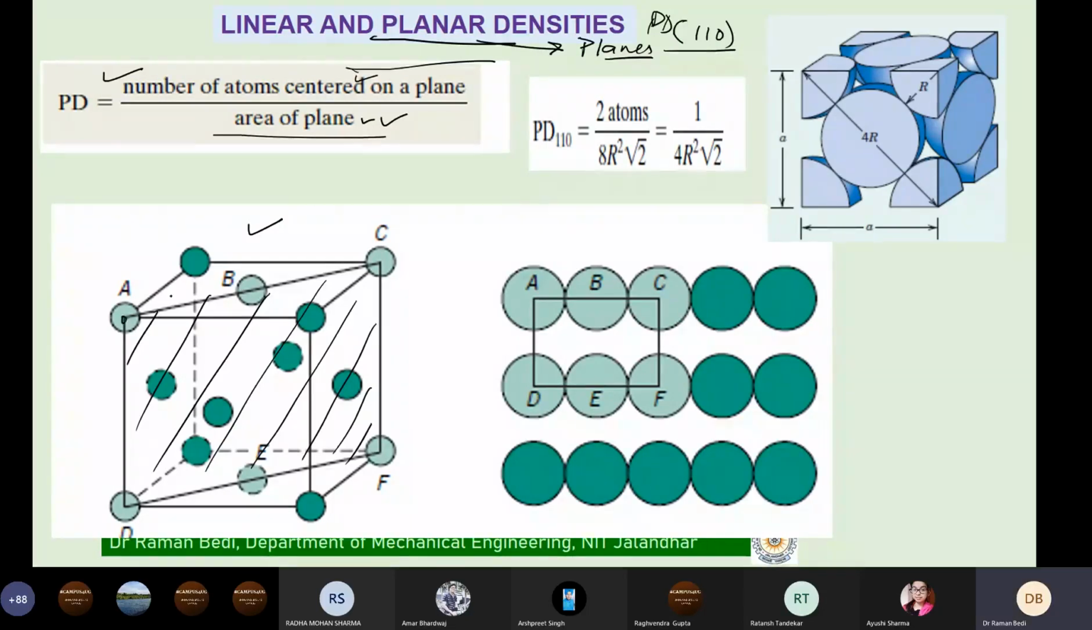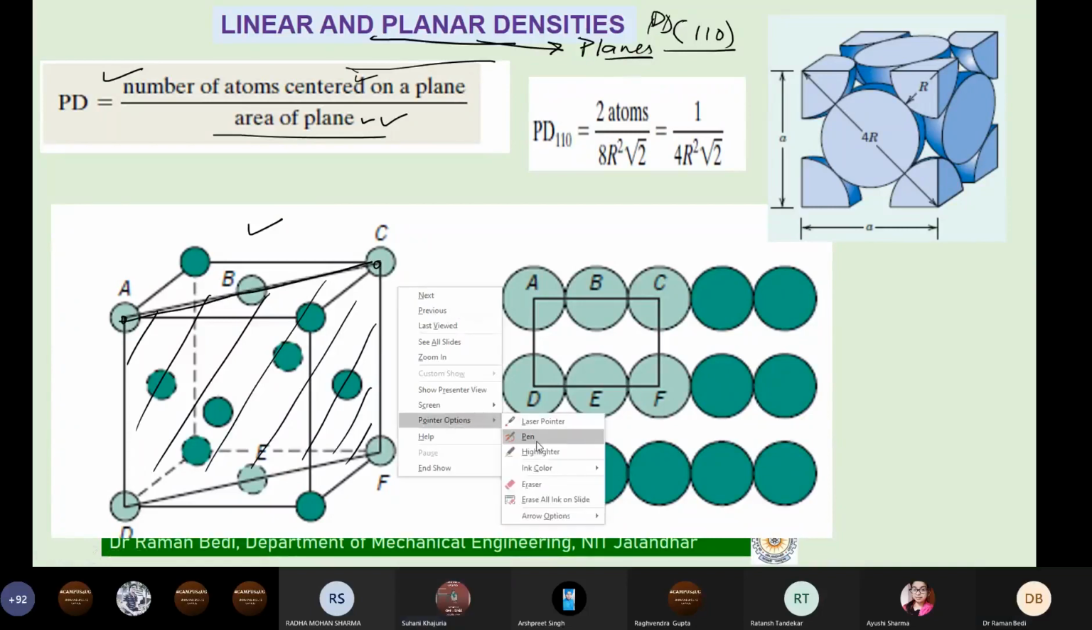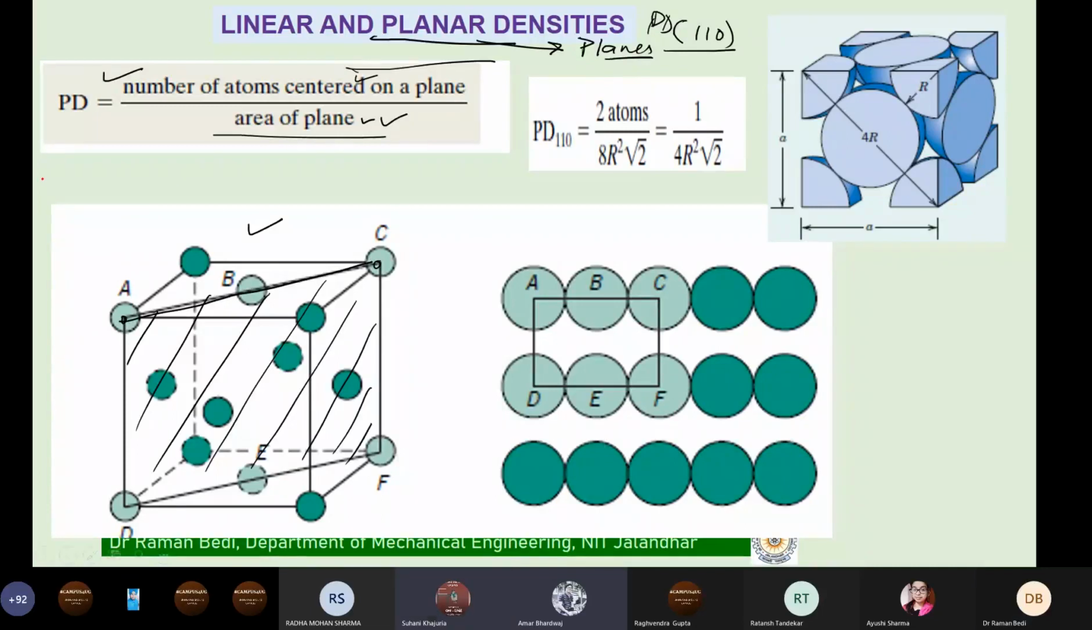The Miller indices of this plane are... it is this one, 1, 1, 1? Sir, 110. Yes, it is 110. Commas are omitted. So we have this plane which I'm trying to show to you, and we are trying to see what the Miller indices of this particular plane are.